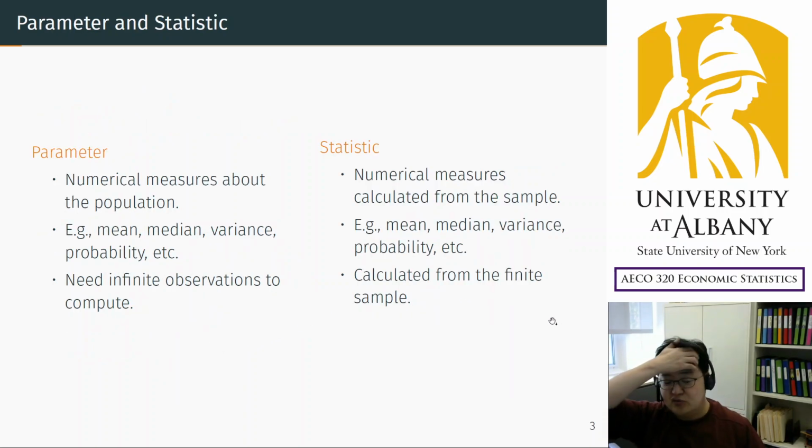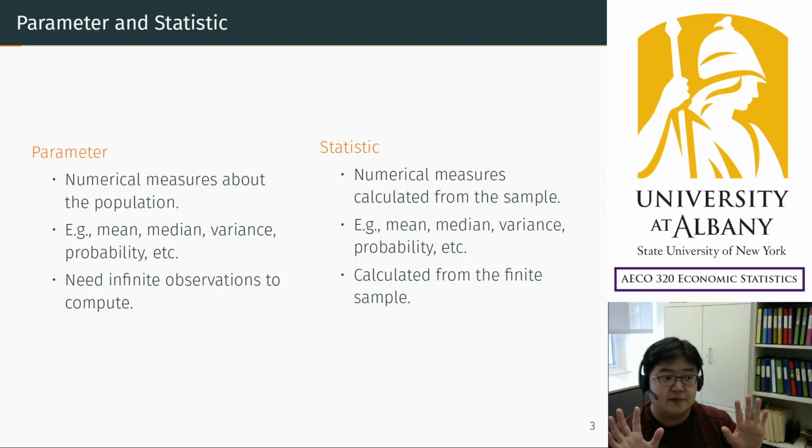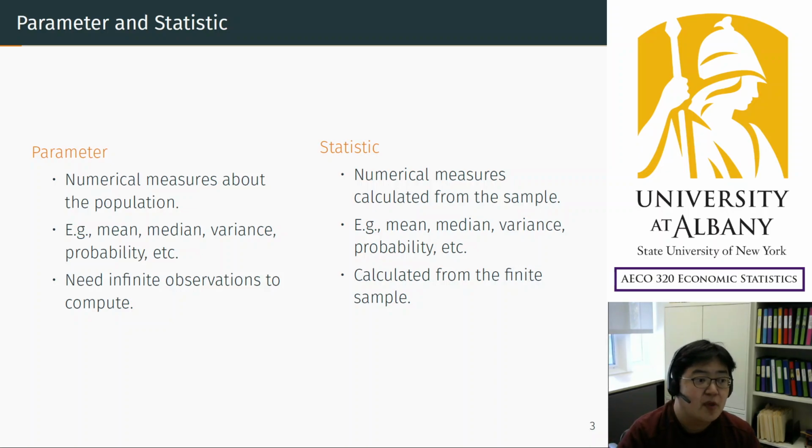Okay, so we need more things to set up. Just as we contrasted the population and the sample, we are going to contrast the parameter and the statistic. The term parameter is used in a slightly different way from the term parameters for the binomial distribution or the normal distribution. Now, a parameter is any numerical measure about the population, right?